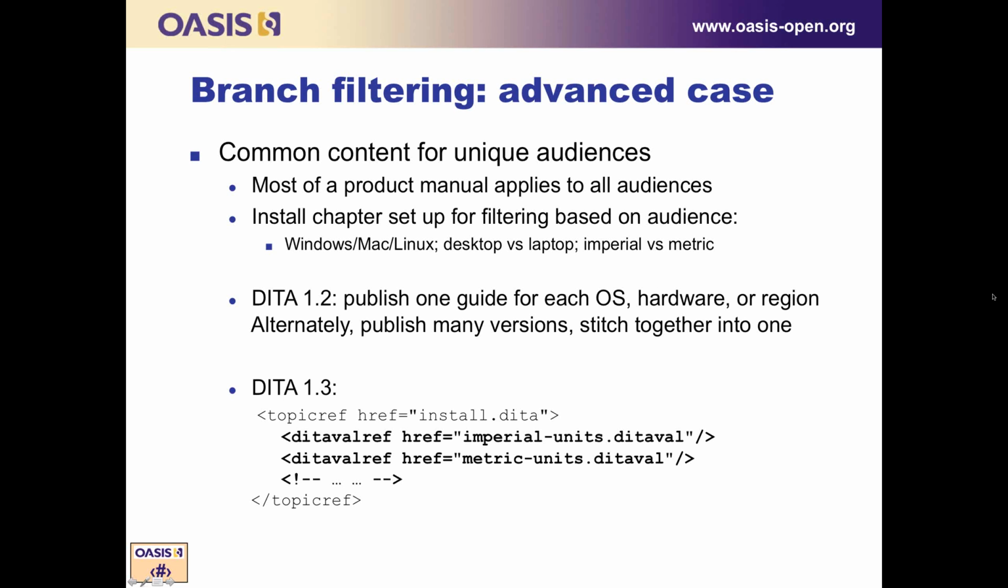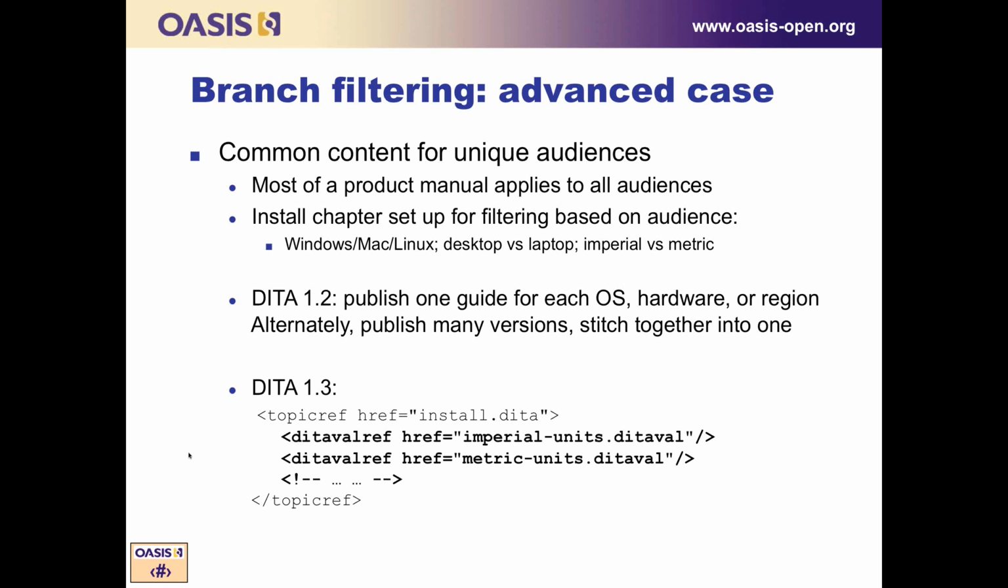for metric. With DITA 1.2, your only options were to publish one guide for every operating system, every audience essentially, or perhaps you could publish many versions and then stitch them together into one publication, or you could break apart your manual so that you publish your manual, but then you publish multiple install manuals, so separate documents. With DITA 1.3, you use the code that you see here, 2 Devel ref elements. So how does that work?